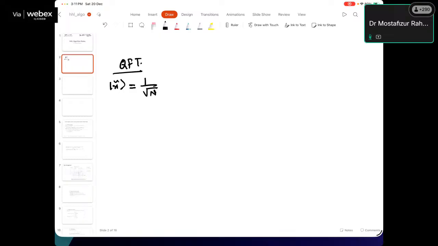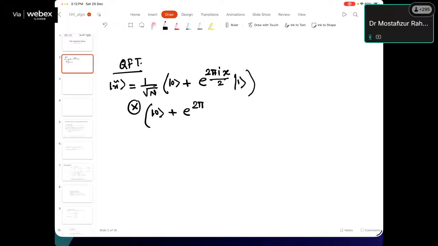1 upon square root n, ket 0 plus, for the first qubit, we need to encode e to the power 2 pi i x by 2, ket 1, tensor product with, I'm writing just one below another such that it is easier to understand, tensor product with ket 0 plus e to the power 2 pi i x by 2 squared, ket 1.